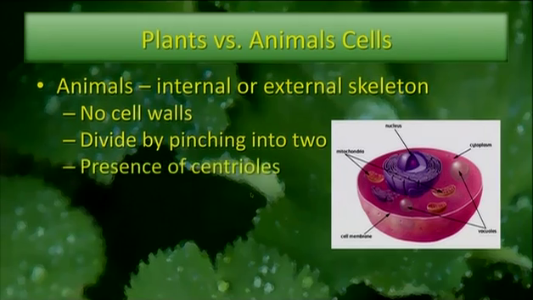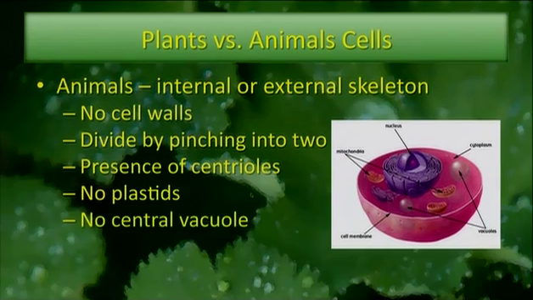Animal cells also have centrioles, which aid in cell division. They're actually attached to the spindle fibers, which are made up of microtubules. And there are no plastids within animal cells, and also no central vacuole. Animal cells do not have central vacuoles.